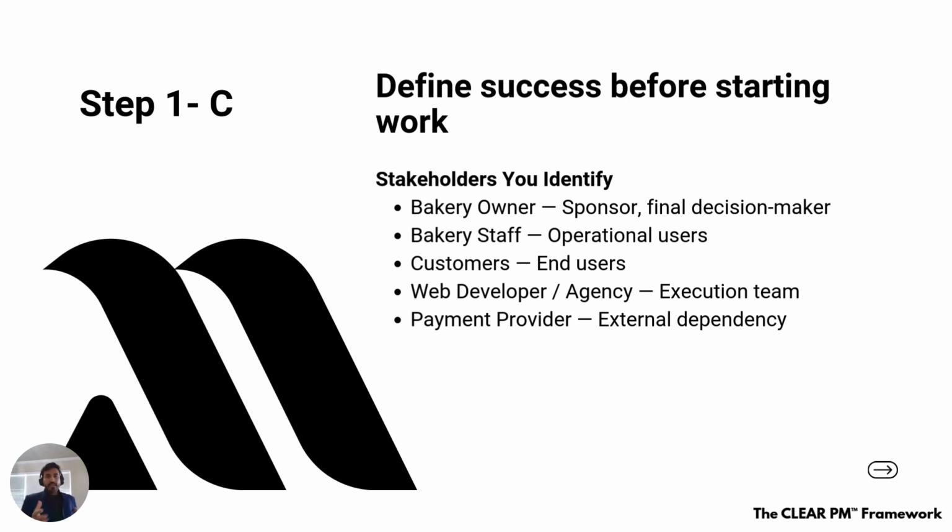As I said, I always start with who are my stakeholders, right? So who are the stakeholders over here? The stakeholders are any person in the project who is getting benefited or getting work done in the overall project. So the bakery owner, the bakery staff, the customers, the developers, and the payment company. My goal is to define the stakeholders. Who is the bakery owner? He is a sponsor because he is paying money or sponsoring this particular project. And also he is the final decision maker.